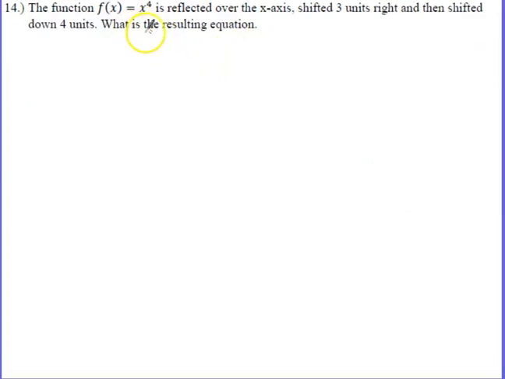14 along the same lines. So x to the 4th is reflected over the x-axis, shifted 3 units to the right, and then shifted down 4 units. So we have 3 things going on. We have a reflection, which means that we are going to have a negative sign. We have our x, and it's to the 4th power. So the negative sign takes care of flipping across the x-axis, shifting 3 units to the right.